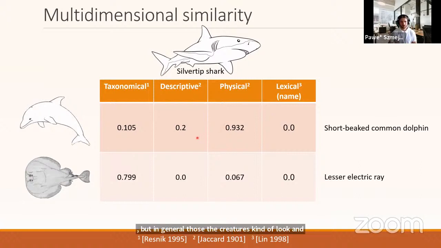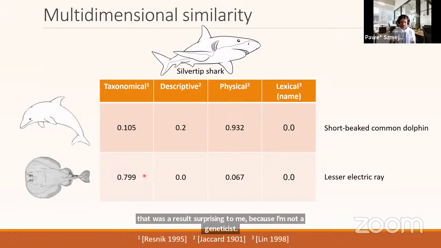However, if we look at the result from the taxonomical dimension, it turns out that a silver-tip shark is evolutionarily, if we look at the genetics, more similar to the lesser electric ray, much more similar than it is similar to a dolphin. And that was a result surprising to me because I'm not a geneticist.